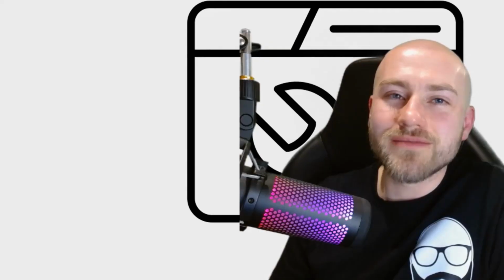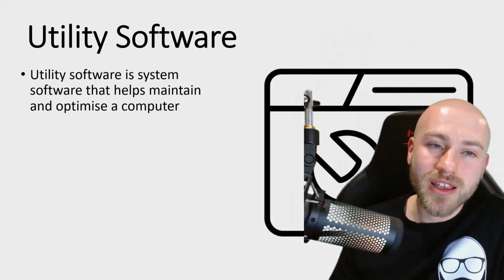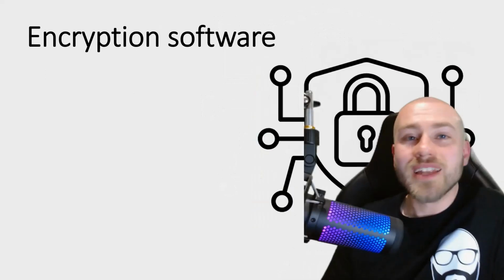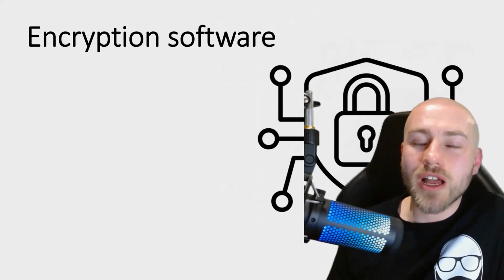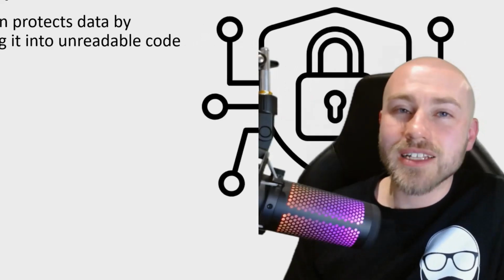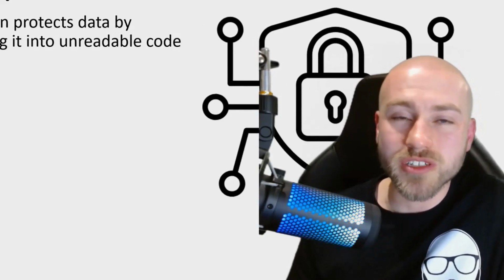And in this video, we're going to be looking at utility software. Now, as a definition, utility software is system software that helps maintain and optimize a computer. So the first one we're going to look at is encryption software. Now, encryption is a feature that we've come across quite a few times, especially in the networks topic when we're sending information to other people. And it's very similar in this case, but it's just a feature of an operating system to also protect data.